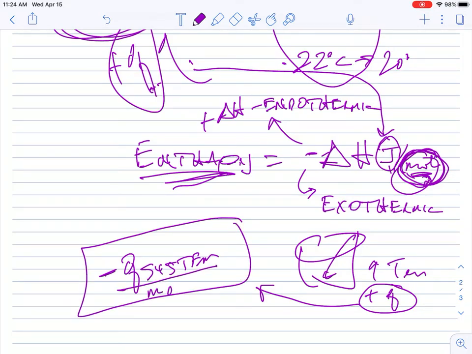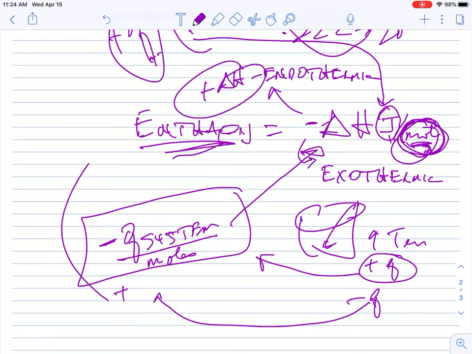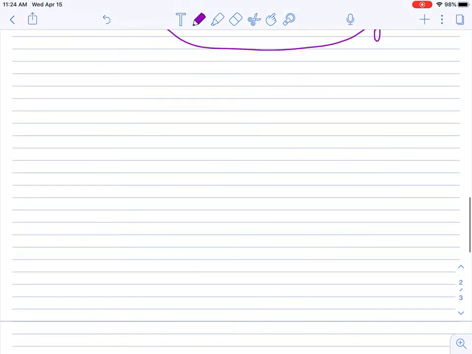And then if you take that Q and divide it by the number of moles, you get a negative delta H. If the temperature had gone down, Q for the surroundings would be a negative number, Q for the system would be a positive number, and then you'd have a positive delta H. So this is all about the signs, okay? Listen to me. This is all about the signs.